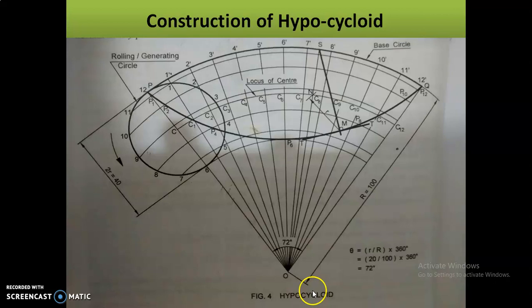This is a hypocycloid curve, where theta is found as the circumference of the rolling circle divided by the circumference of the base circle. So 2 pi gets cancelled, smaller divided by capital. Smaller is 20, capital is 100. So we get 72 degrees. So this angle is 72 degrees.